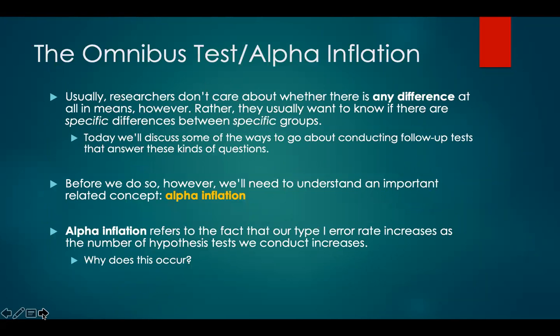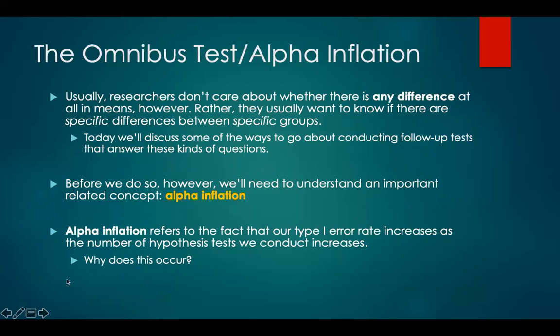But usually researchers don't care about whether there is any difference at all in means. Rather, they usually want to know if there are specific differences between specific groups. Today we'll discuss some ways of how to go about conducting follow-up tests that answer these kinds of questions. Before we do so, however, we'll need to understand an important related concept, alpha inflation.